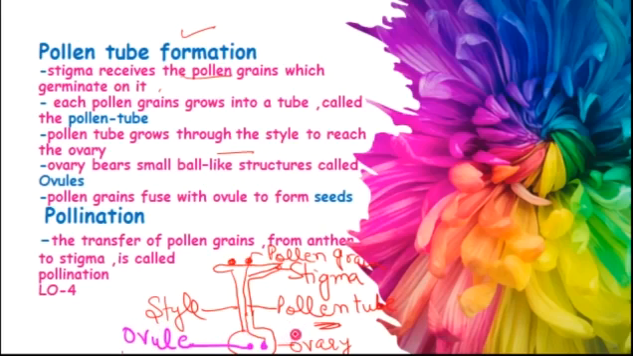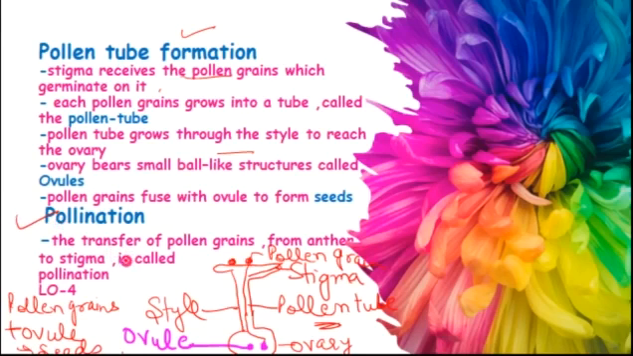So these pollen grains get fused with the ovule, and they make seeds. Okay, so this is called fertilization. So next is the definition. Pollination, I have already explained to you. Transfer of pollen grains from anther to the stigma is called pollination.